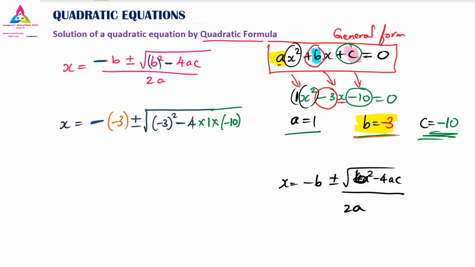They will take the division only for the 2a, or only for the square root, then you will also go wrong. It is not for only this one, it is for the whole. So minus b plus or minus square root of b square minus 4ac, whole divided by 2a.